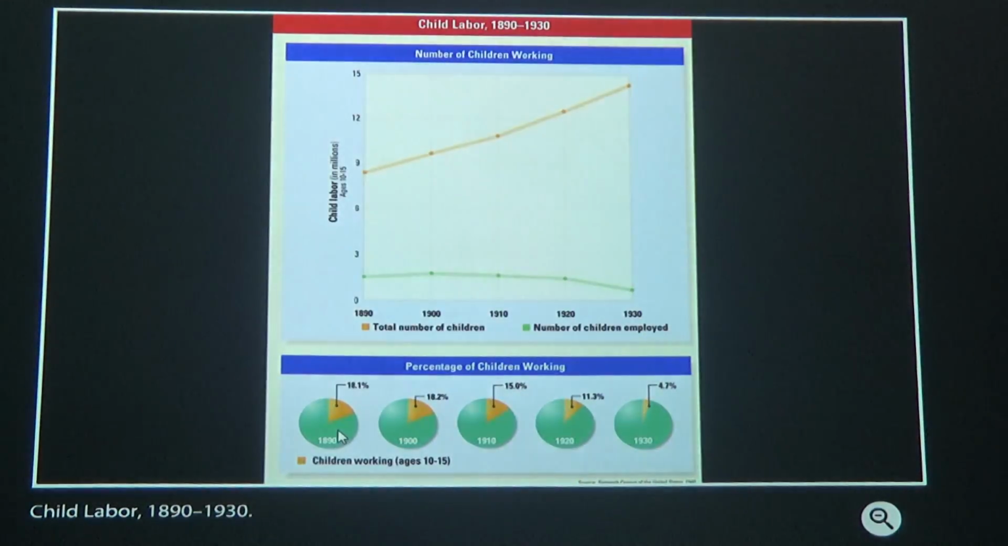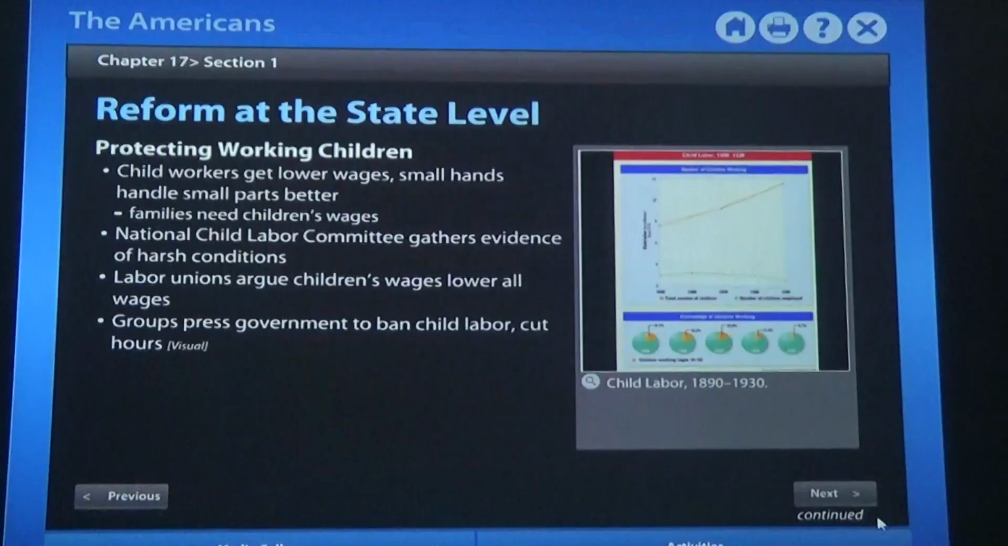In 1890, about 16 to 18 percent of children were working, as it says there, and by 1930 it's down to 4.7%. You're talking ages 10 to 15, your age, or a little younger, I should say. The total number of children increases, but the number of children employed decreases in this time period. And where are the kids going? They're going to schools. That's what ends up happening. Public schools are created more or less during this time to keep kids in school, at least through 8th grade, and after that they can decide what they want to do.